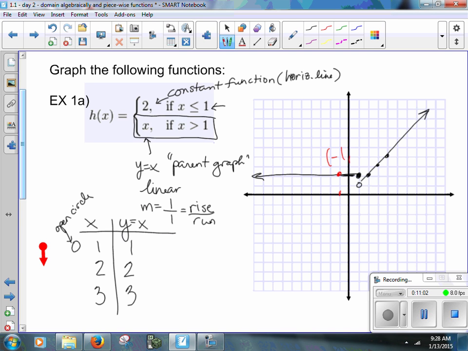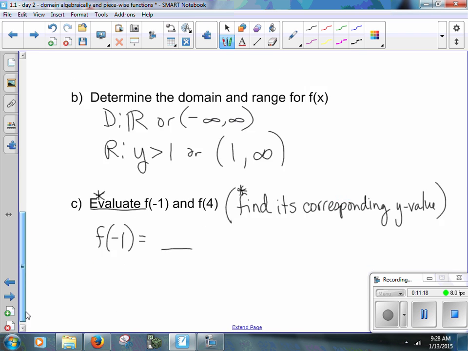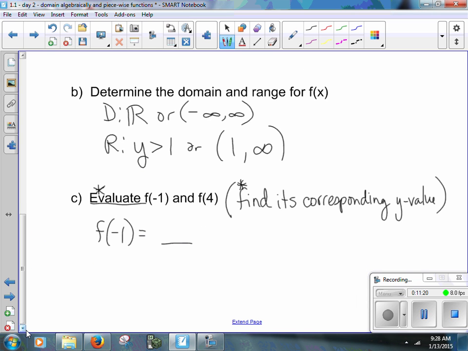So let's look at a picture. -1. Where is x equals -1? Here? Okay, go up to the line. What's this ordered pair? -1, 2. What's the corresponding y value? 2. So this is x, and that's f of x. Because remember, y and f of x are interchangeable, aren't they? Okay? -1 and 2.